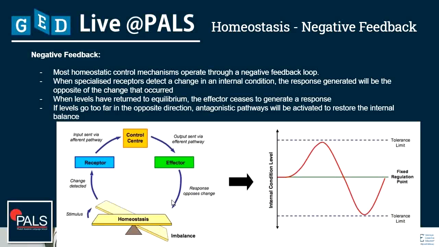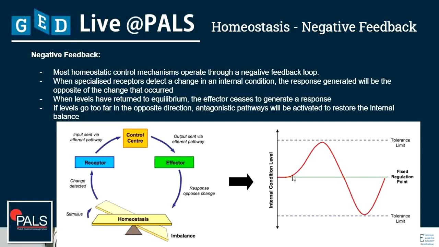And this can happen in both directions. If the homeostasis is tipped in the other direction, then our body has a pathway that will return it to balance again as well. And this is meant by negative feedback. Once something is tipped in the wrong direction, the negative feedback will tip it back in the opposite direction.